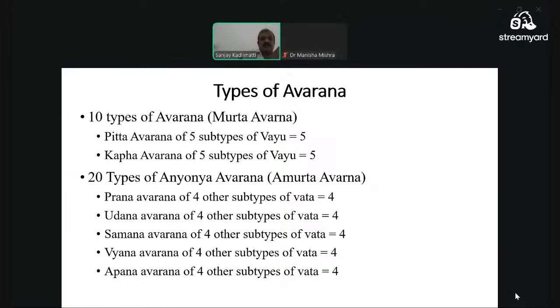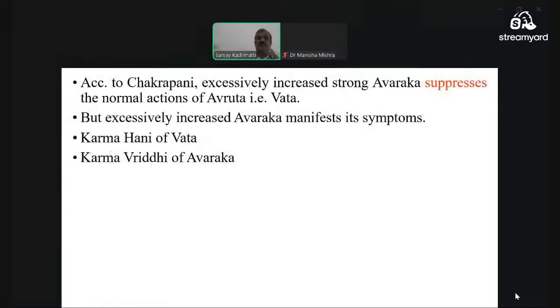The 10 types of other murta avaranas are these: we all know that Pitta and Kapha not only do the avarana of pradhana vayu, they also do the avarana of the subtypes of vayu, that is prana, udana, samana, vyana, apana. Similarly, Kapha does the avarana of the 5 types of vayu. So these 10 are also called murta avarana because Pitta and Kapha are murta. Now coming to the amurta, it is anyonya avarana. Each of prana, udana, samana, vyana, apana will do the avarana of the other 4 types of vayu. So 5 into 4, 20. This we call amurta avarana because there is no shape or existence for both the avaraka and the avrita. That's why it is amurta avarana.